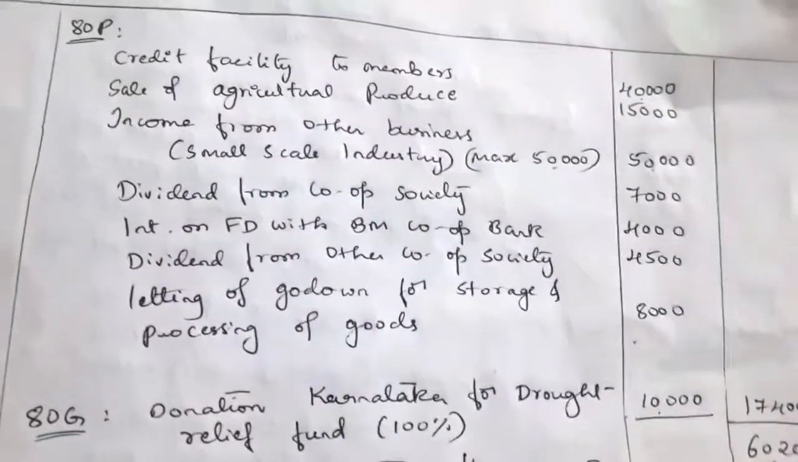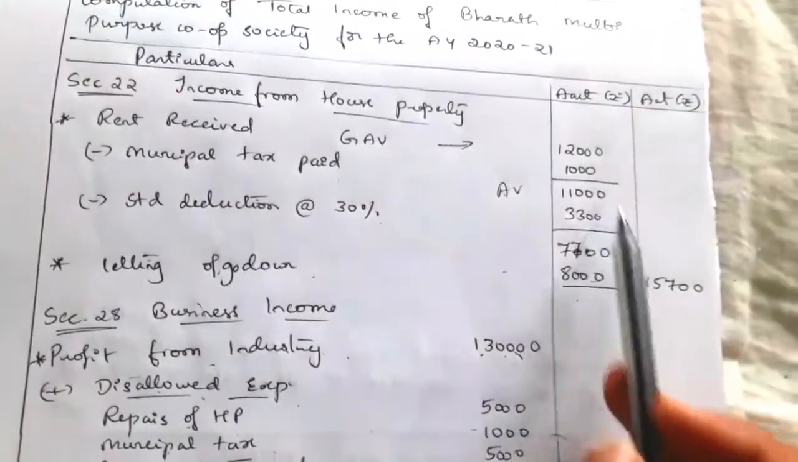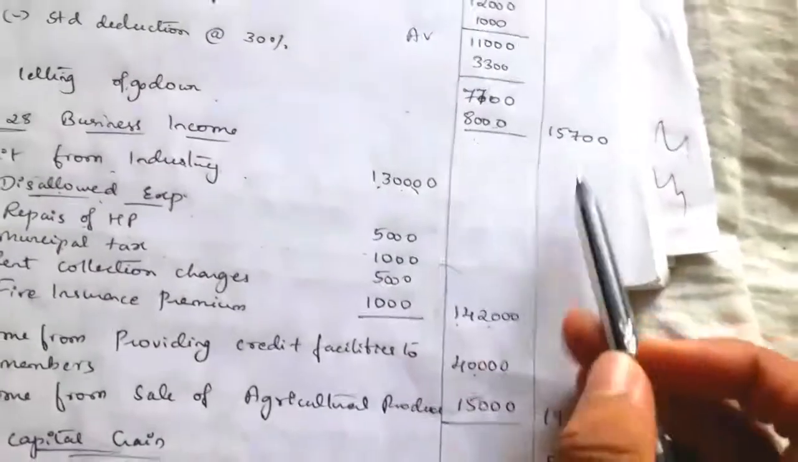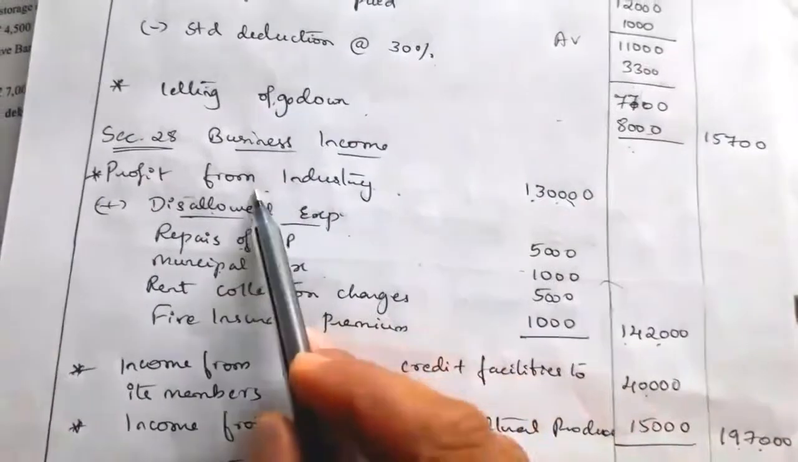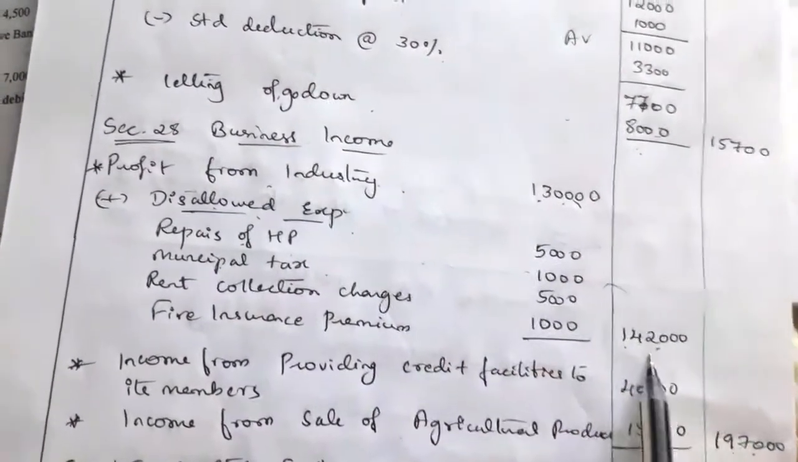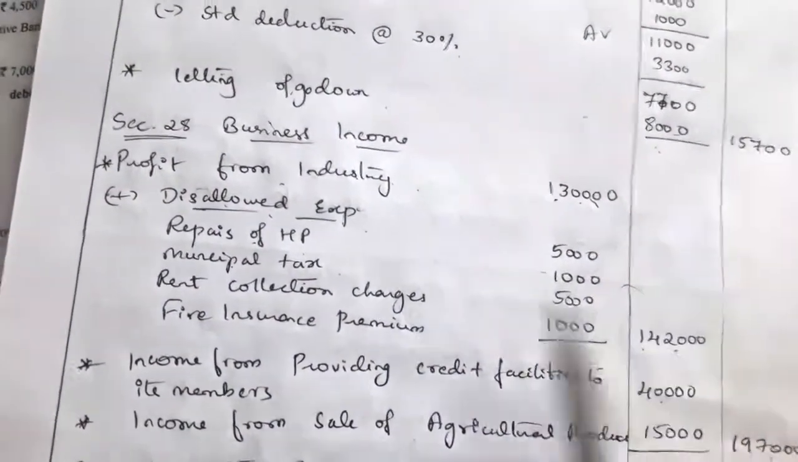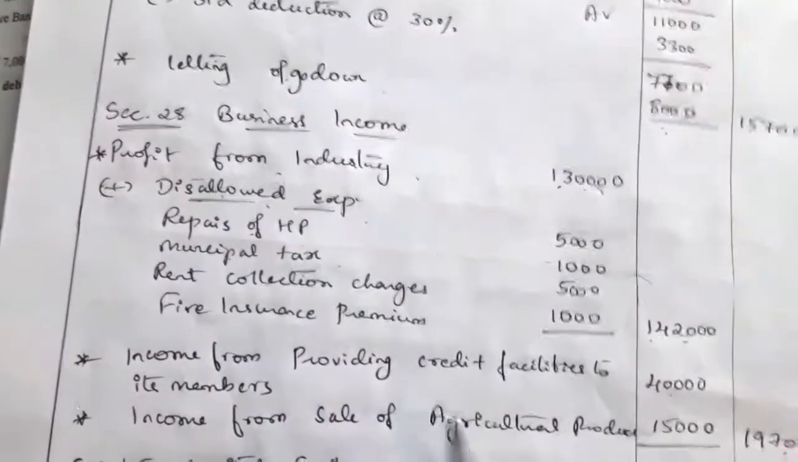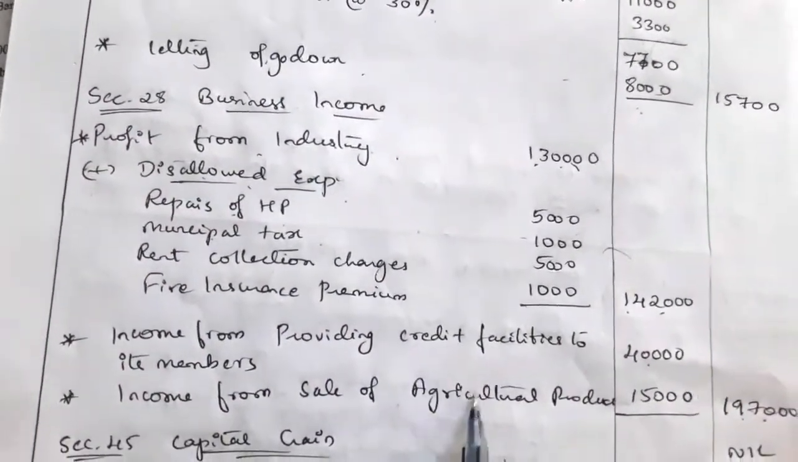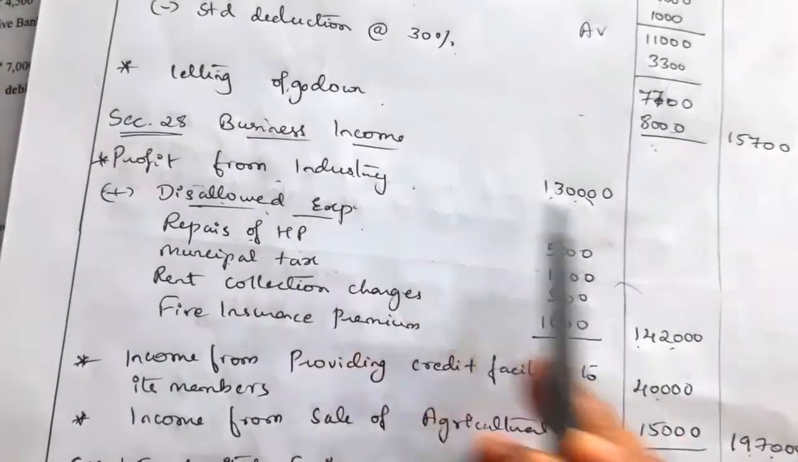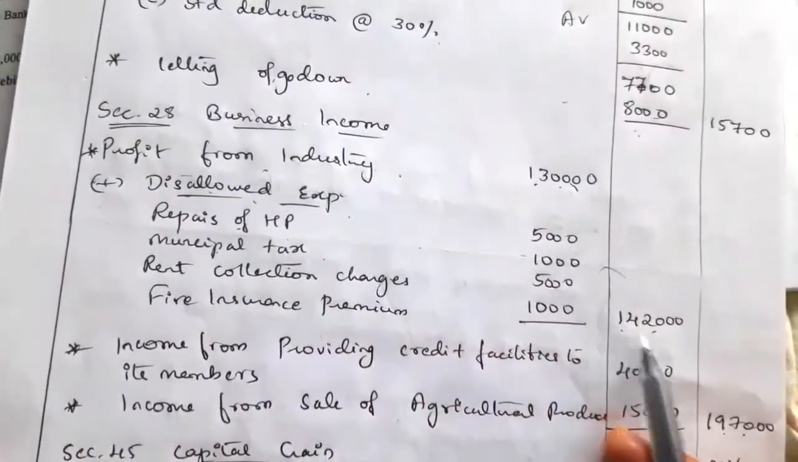Next deduction is relating to 80P. Under that we have to take all the incomes relating to cooperative society. This is house property income. This one we cannot claim deduction because GTI is more than 20,000. Next we have profit from industry 1,42,000. This is income from other business. It is not relating to the income of the specified cooperative society. It is from other businesses, that is from small scale industry.